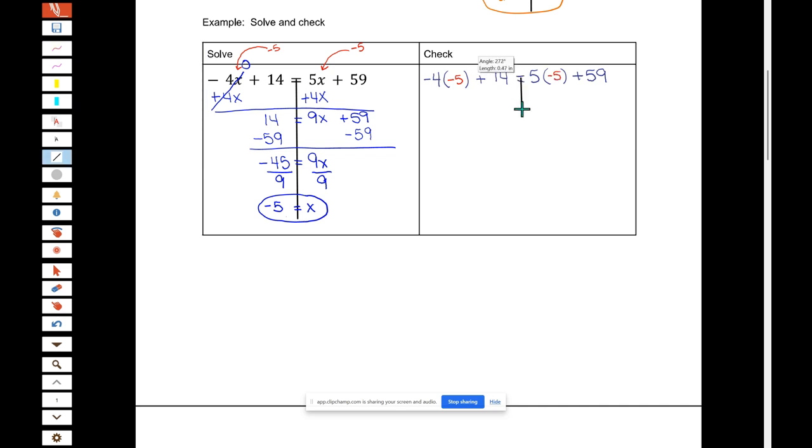Now remember, when we're checking, we don't do inverse operations. We plug in the answer we got and we just simplify each side following PEMDAS. So when I multiply this, that gives me 20, and 20 plus 14 is 34. This gives me negative 25. And if I do 59 plus negative 25, I get 34. So since the two sides were equal, it checks, which means my answer of negative 5 is the correct answer.